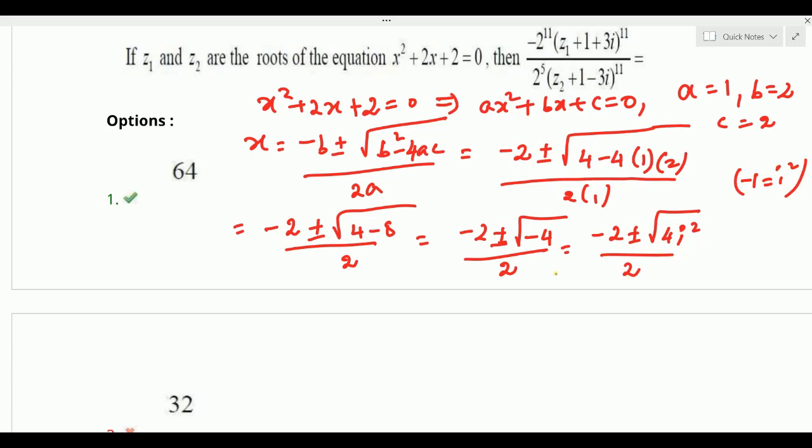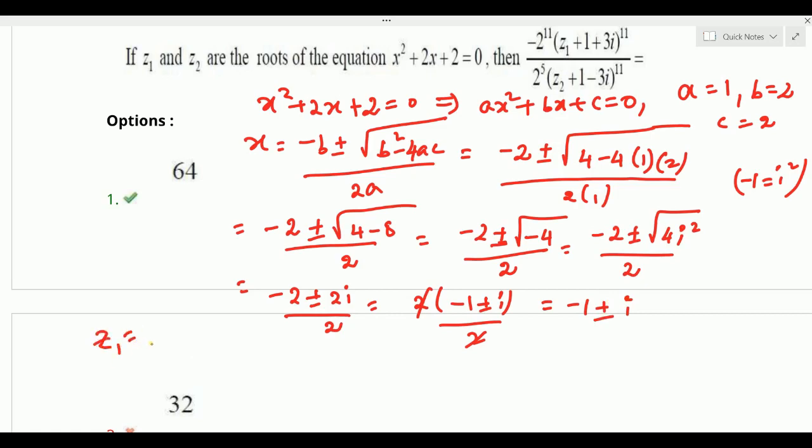Root of 4i square means what? It is equals to minus 2 plus or minus 2i by 2. ఒక 2 cancel అవుతుంది guys. 2 cancel అయితే ఏముంటుంది? minus 1 plus or minus i by 2 cancelling. Therefore these are the roots minus 1 plus or minus i. ఇందులో z1 ని minus 1 plus i అనుకోండి. రూట్స్ z1 z2 ని ఇచ్చాడు కదా.